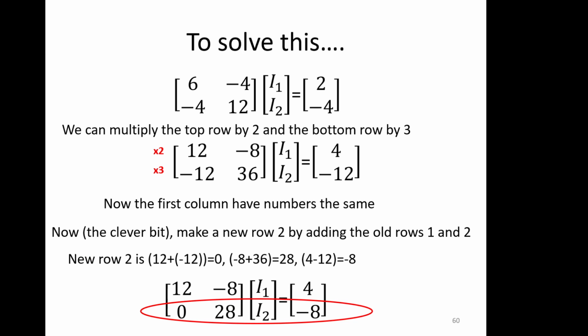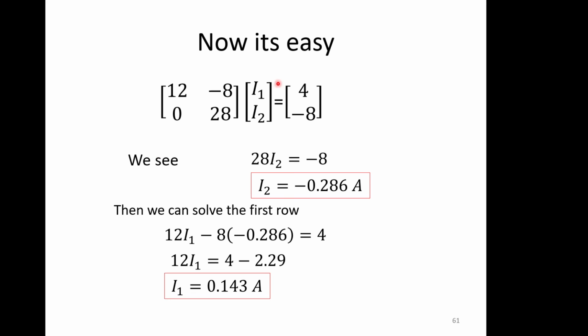We've ended up with a system with this matrix in echelon form. And now it's easy to solve, because we can look at this and just go 28 times I2 is equal to minus 8, therefore I2 equals minus 0.286. Then we can solve the first row, because we know what I2 is now, we can just say that 12I1 minus 8I2, and I2 is minus 0.286, is equal to 4. And we can work out I1 from that. So we've managed to simplify it down into lots of little simple equations rather than one big one that we've got to solve in one go.